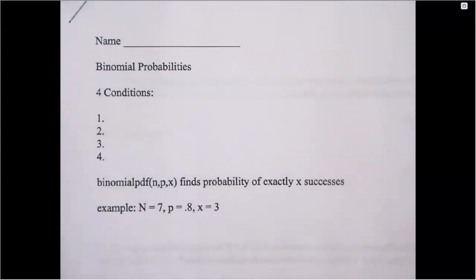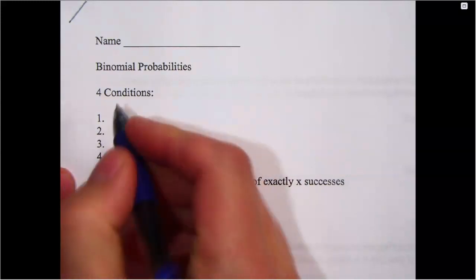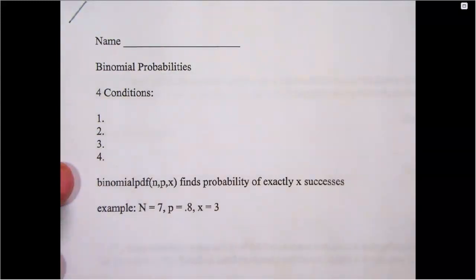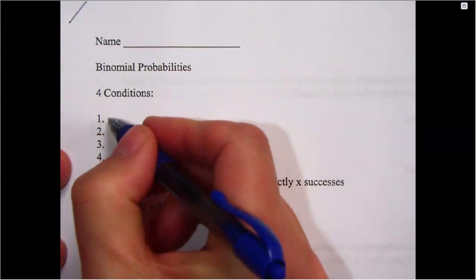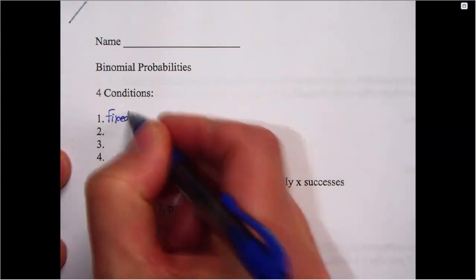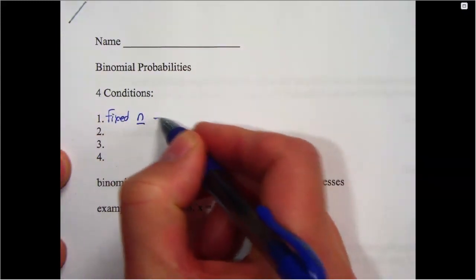Okay, 4 conditions. This is probably in your notes too, but just to make sure. A binomial distribution has 4 things that have to be true. One is there has to be a fixed number of trials. So fixed n.